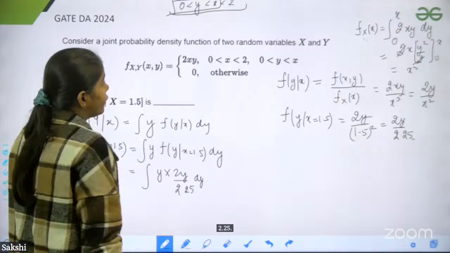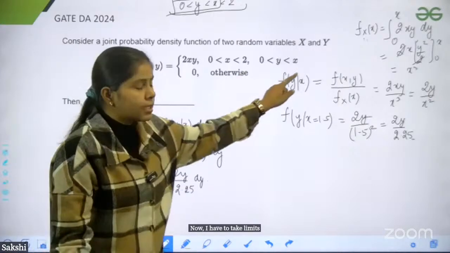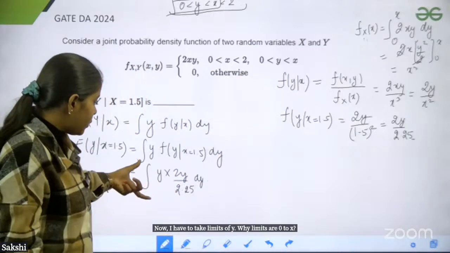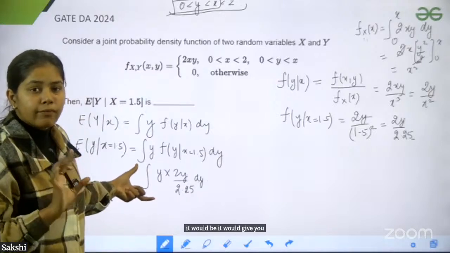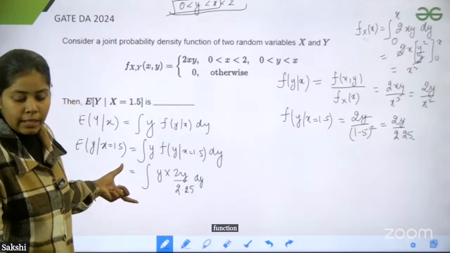Now I have to take limits of y. Y limits are 0 to x, right? If I put this limit 0 to x, it would give you a function of x. Obviously, na?